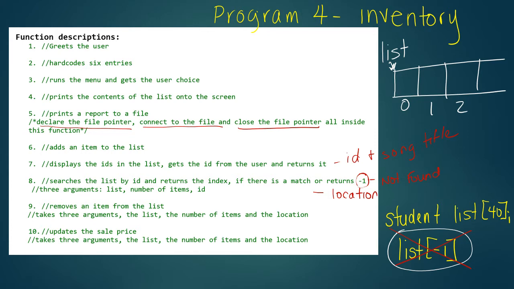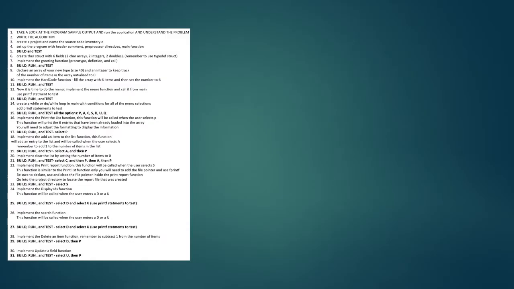Then you need a function to delete and a function to update. You're not required to update the sale price. You're just required to update some option in the list, not the ID. You cannot update the ID because that's how you find things in the program. All right, so let's go to the next slide.